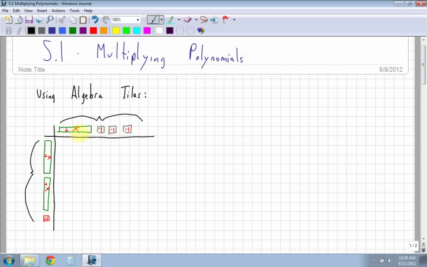What I have on top is an X tile, and I have 1, 2, 3 negative 1 tiles, so that's minus 3. On the side here, I have 2 X tiles, and then I also have a plus 1 tile. So when I'm multiplying these two things together, which is what is being shown here, I'm going to have to fill in the area inside.